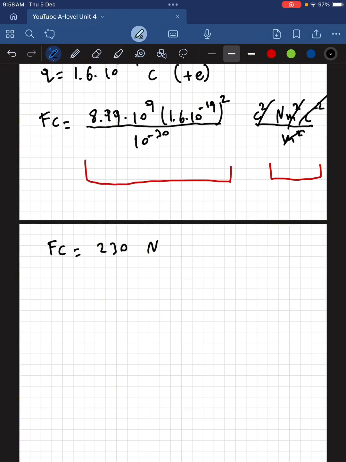Think about that for a moment. 230 newtons is the weight of, say, a dog weighing 23 kilograms. Okay, that's a huge force for such tiny particles. Okay, now let's go see. This is something you learn in Unit 5, but I'm gonna use it here.